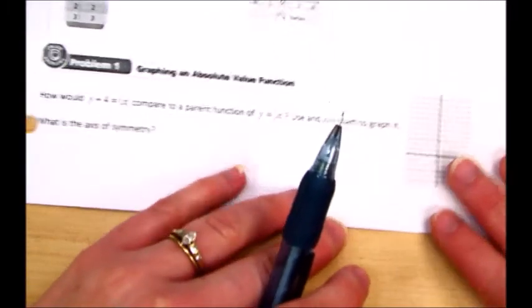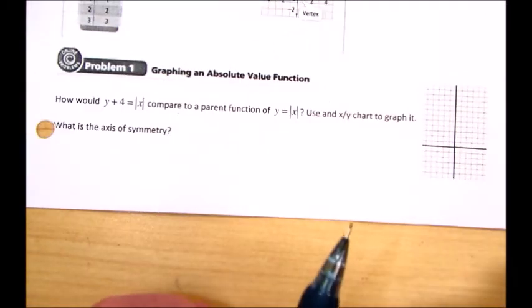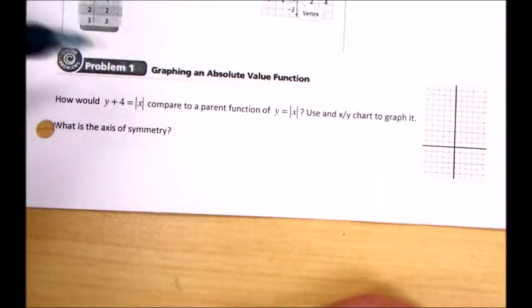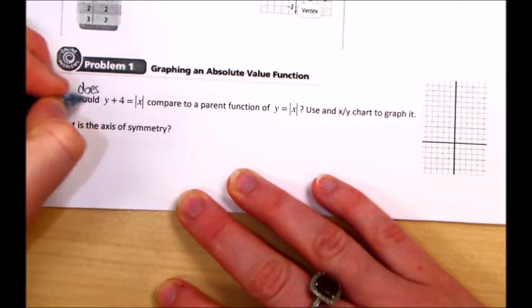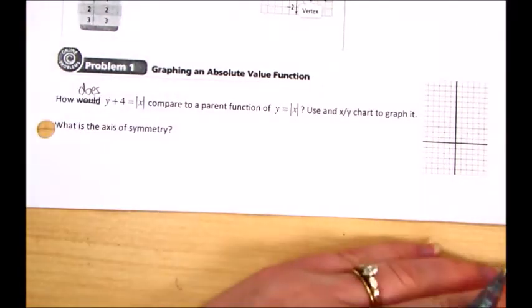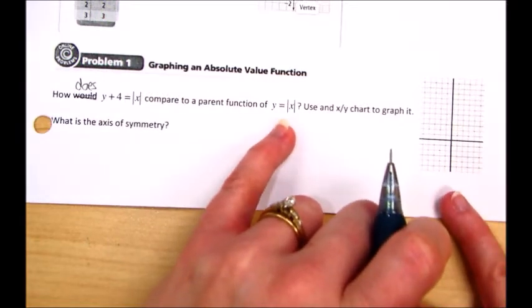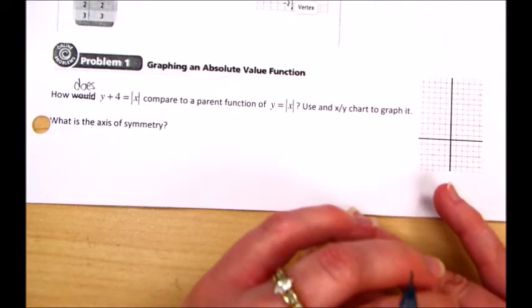Problem 1. How would you graph... or no, that should say, how does this equation, I'll fix that on yours, how does y plus 4 equals absolute value of x compare to the parent function of y equals absolute value of x? Use an XY chart to graph it.